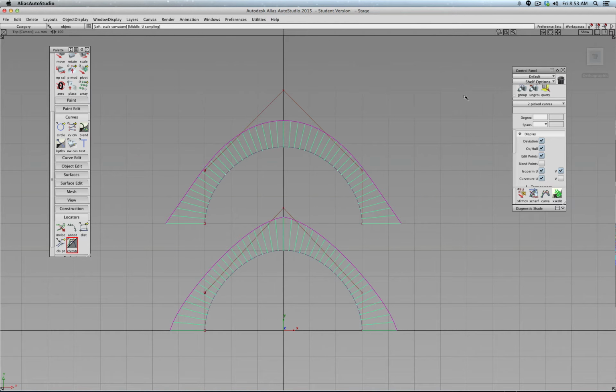Middle mouse button adjusts the density a little bit, and there we see that with the EP curve, where we have an edit point on the curve, there is a tiny kink in the curvature graph, while the single span curve has a really nice and smooth magenta slope.